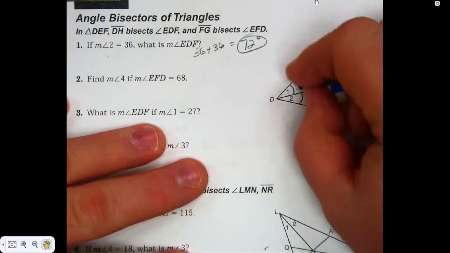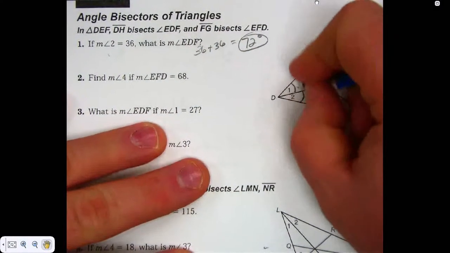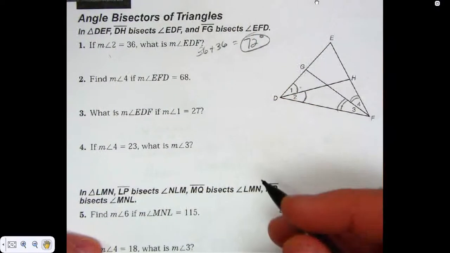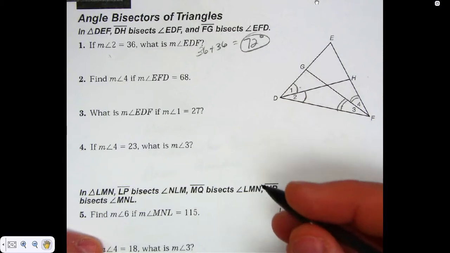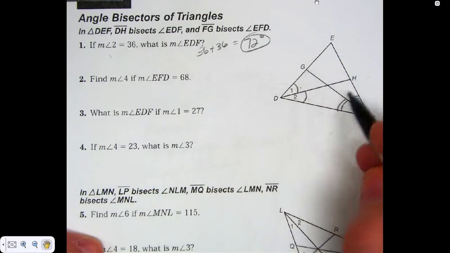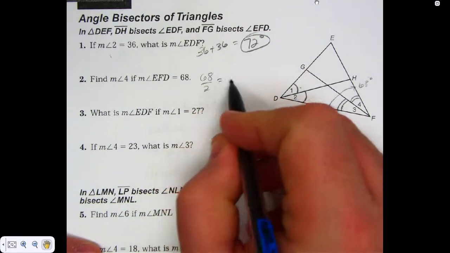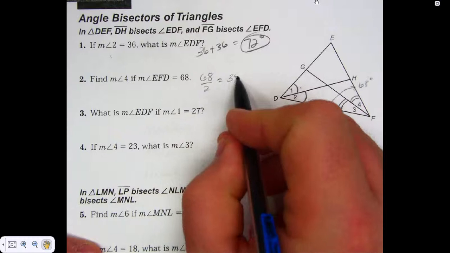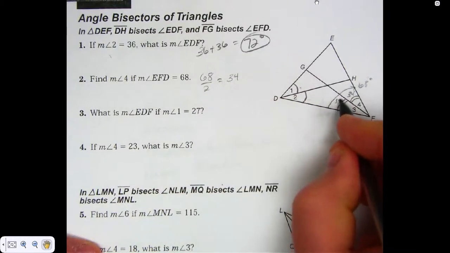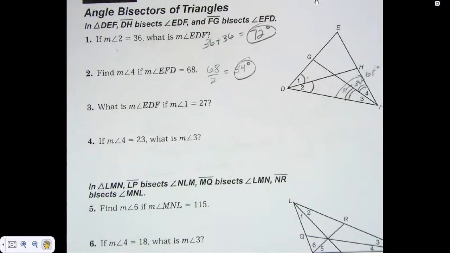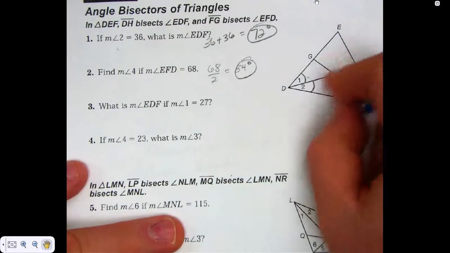Now, you remember problems like this, just because they made the whole thing 72, they may ask another problem and change the values. Now, here's the one where they said what? EFD, that's this angle right here, was what, 68 degrees? And they want the measure of angle 4. I would divide by 2, wouldn't I? Which would give me what, 34? Any questions on that? I'm on a roll, huh? Not too bad.